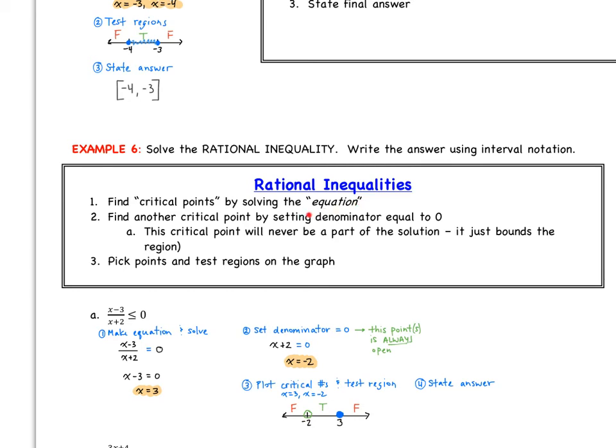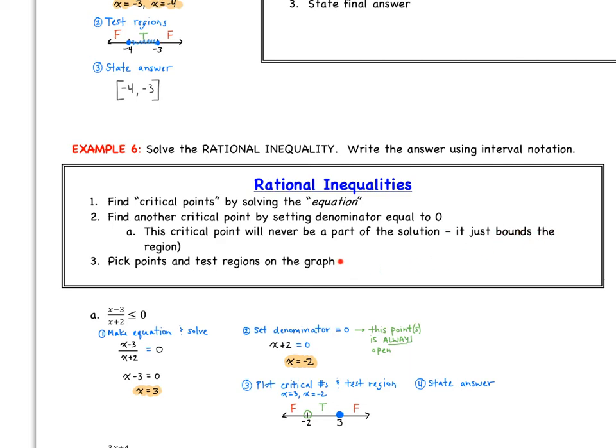Except because it's a rational inequality, or fractions, remember there's another thing that happens with fractions. We can't divide by 0. So there's another hidden critical point that we talk about. We find that by setting the denominator equal to 0, because the denominator can never equal 0. All right, so we'll talk about how we do that.